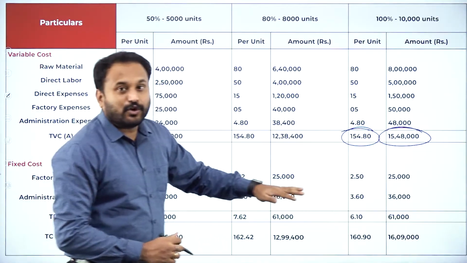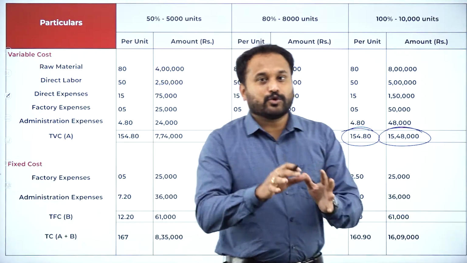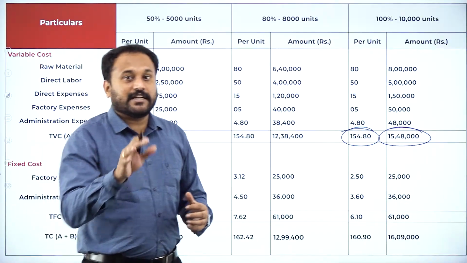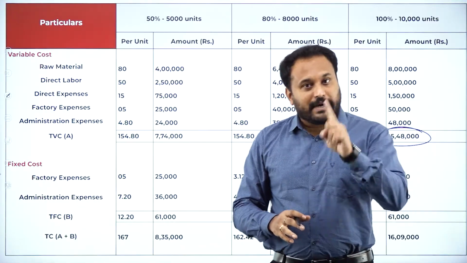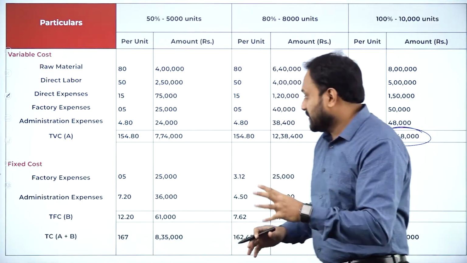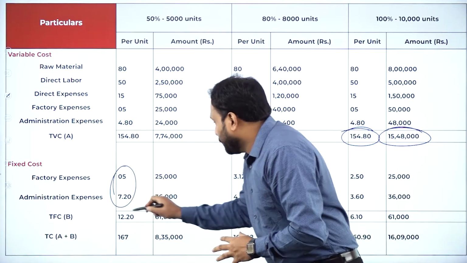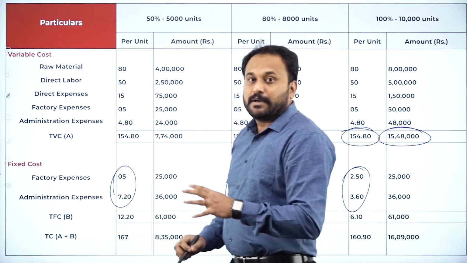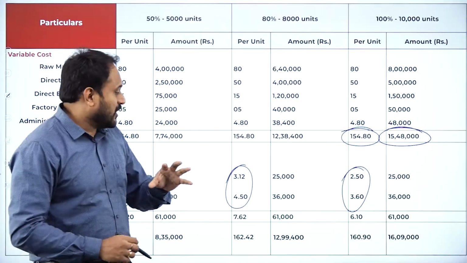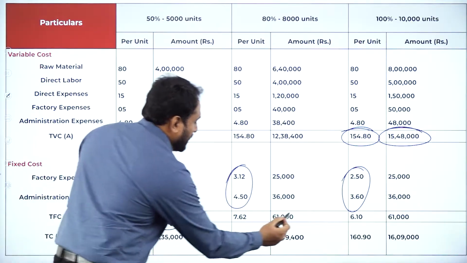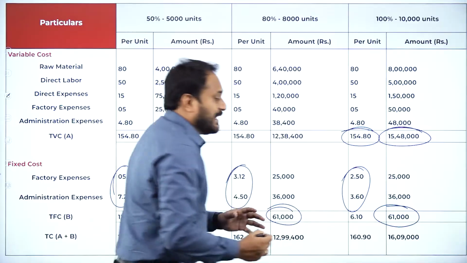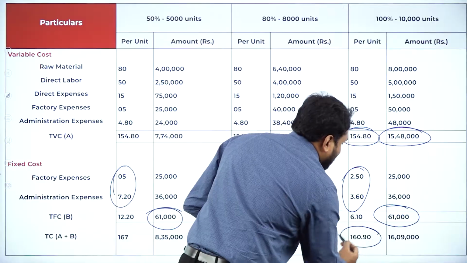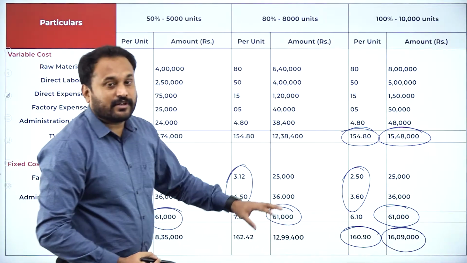And later, if you go with fixed cost, say total fixed cost, how much exactly is it? Because I told you fixed cost will never change, that is total fixed cost will never change, but fixed cost per unit will change. See here, the fixed cost per unit is actually changing, right? But total fixed cost, these are the total fixed cost, it will never change. And later if you add, if you get 160.90 paisa and 16,09,000, your answer is correct.